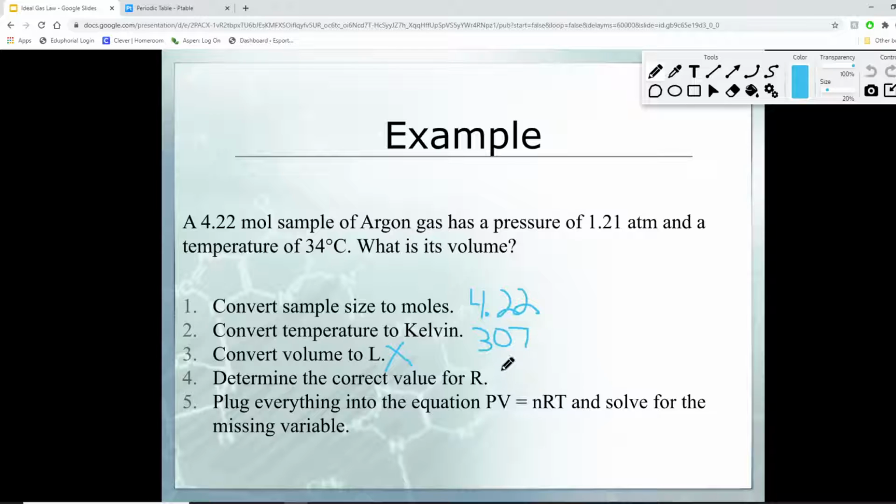So for the value of R, we're going to have 0.08205.